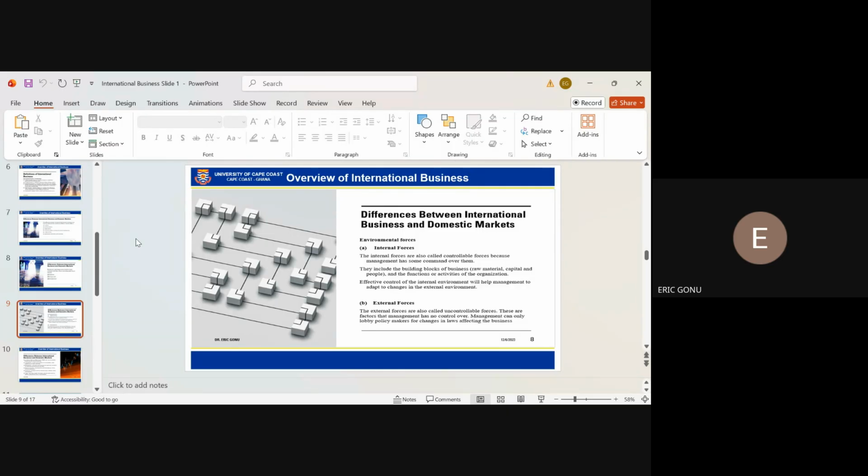So internal forces and external forces. The external forces can also be international forces that the company doesn't have control over. For example, you remember some years back, they said the economy is being affected because of the Russia-Ukraine war. If companies are being affected by the Russia-Ukraine war, that can also be the international environment affecting domestic business, because you don't have control over them.